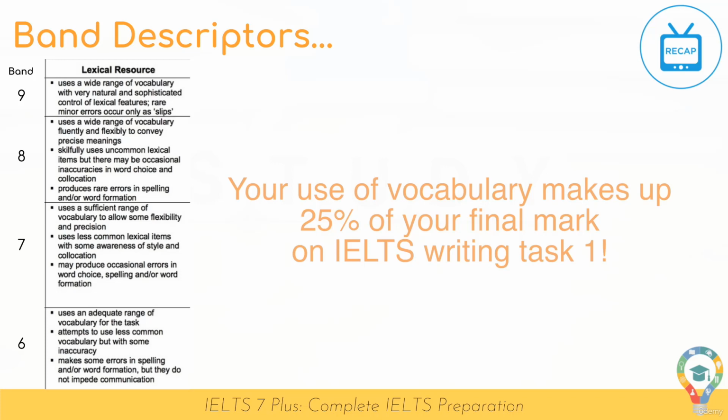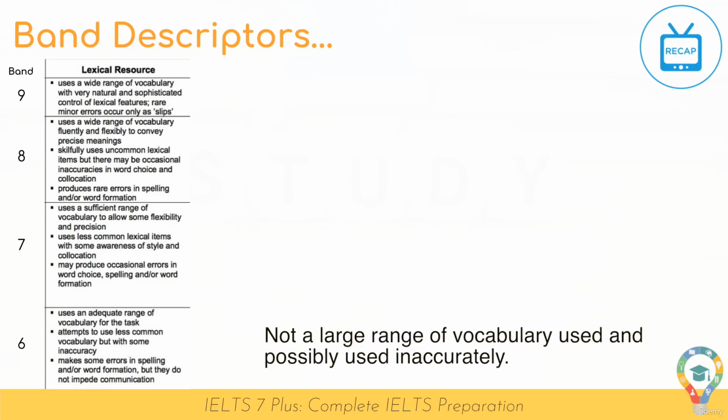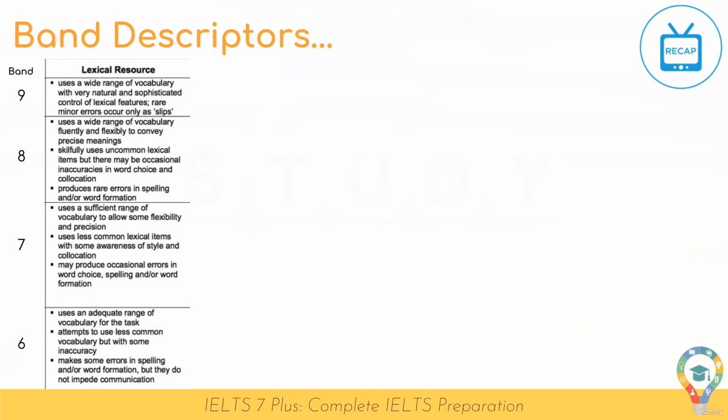So your use of vocabulary or lexical resource makes up 1/4 or 25% of your final band score. A band 6 in lexical resource means that you haven't used too much advanced vocabulary. You may have used it inaccurately with some mistakes, or you could have repeated yourself too often.